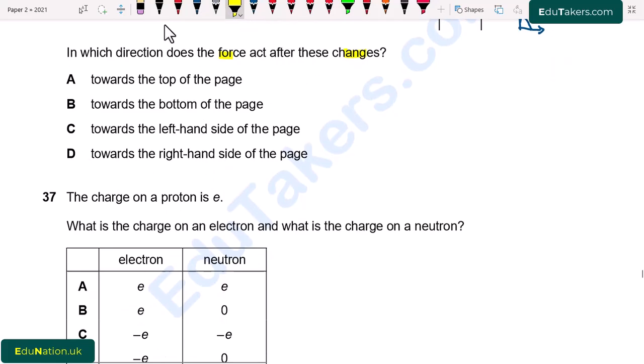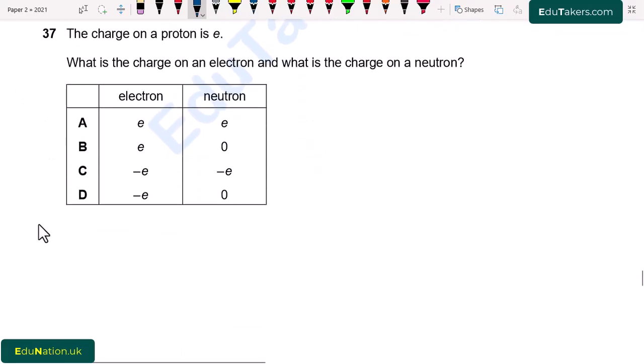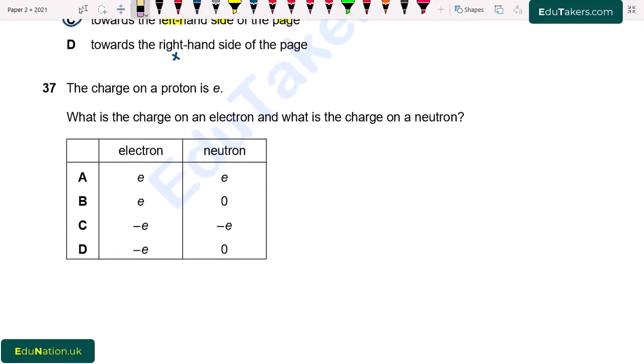So options are given here. A, towards the top of the page. B, towards the bottom of the page. C, towards the left side of the page. So basically the direction is towards the left side. D, towards the right side, which is also incorrect.